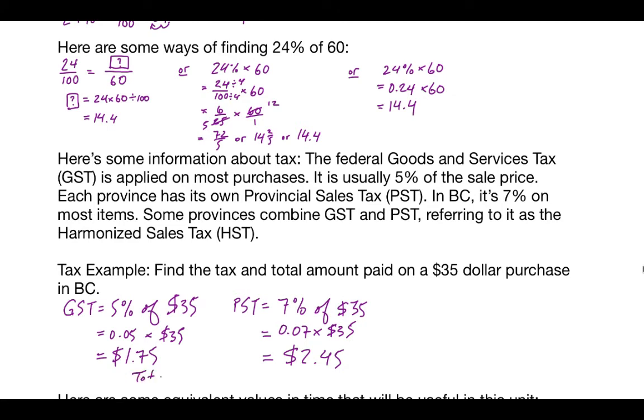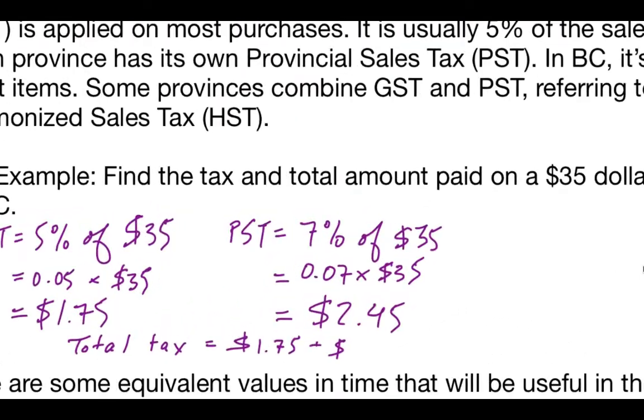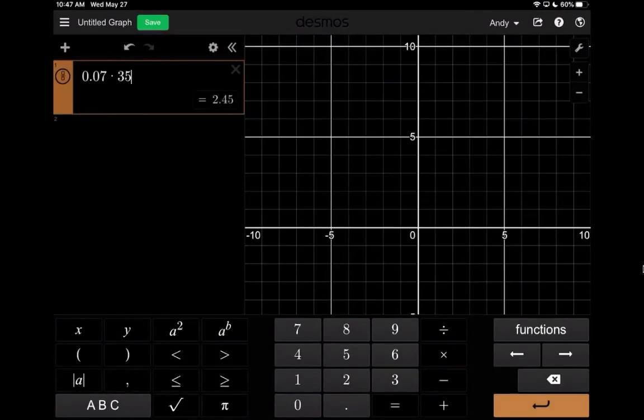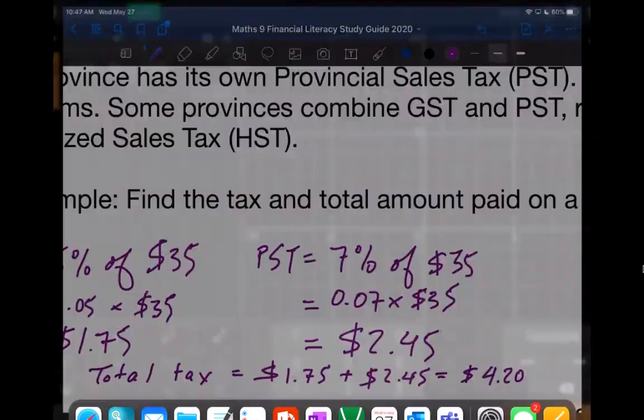So if I look at the total tax paid, then that's going to be $1.75 plus $2.45. Let me make this a little bit bigger. $1.75 plus $2.45. And when I add those two things together, it's going to be $4.20 in tax. So let me just double check on that. I take that and I add my $1.75. Yeah, $4.20. Okay, cool.